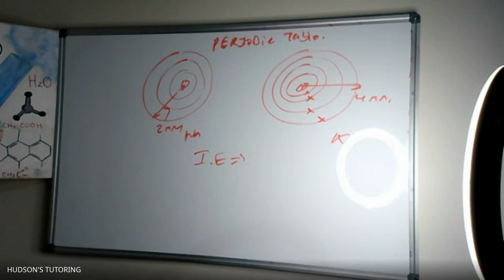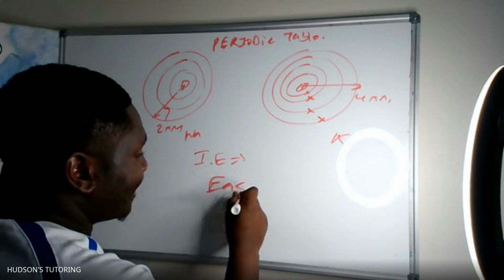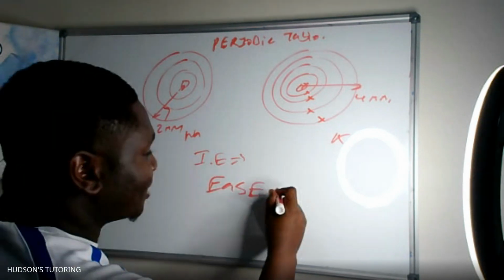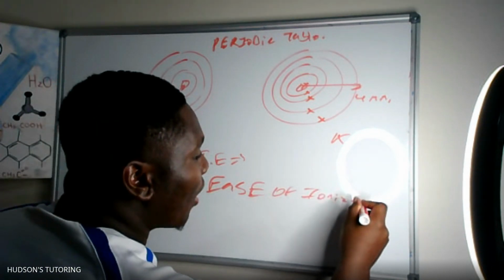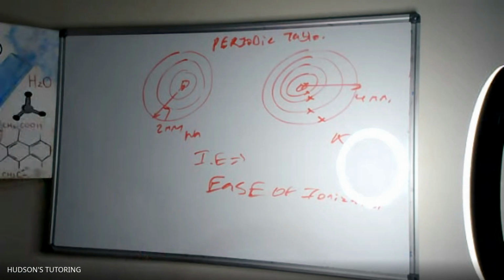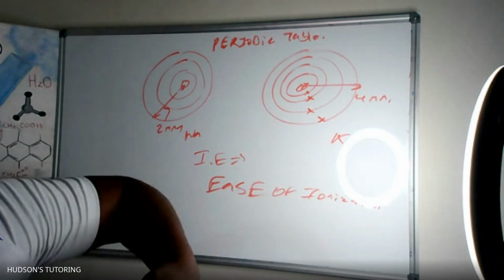Now, there's a question that came on a past paper. They ask, what is the trend with the ease of ionization? This word is key, ease of ionization. Now, while ionization energy decreases going down the group, the ease of ionization increases.